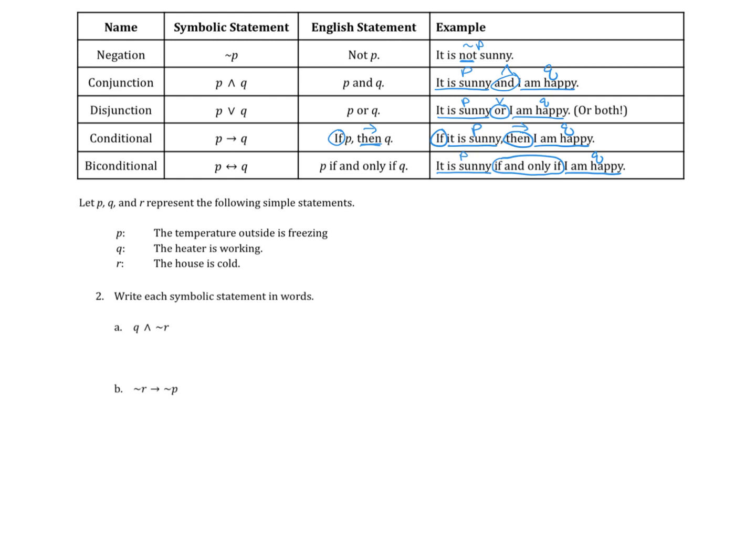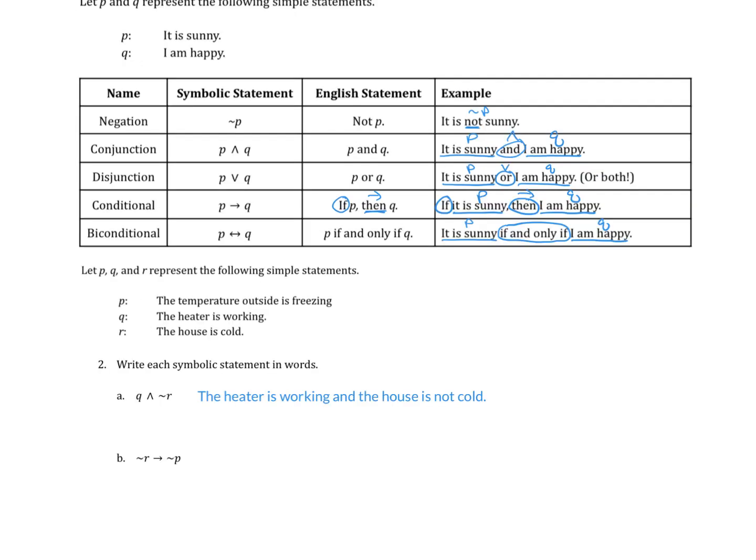Now we're going to take those same simple statements and we're going to convert a symbolic statement into words using English. So pause the video and try these on your own. Okay, hopefully you had a chance to do that. For the first one, Q and not R. Q was the heater is working, and was that symbol. The house is not cold is not R. So the heater is working and the house is not cold would be our answer.